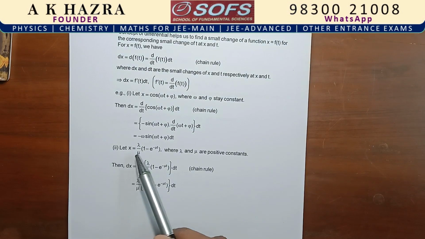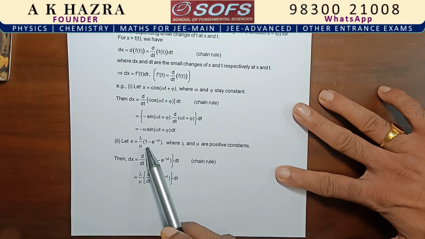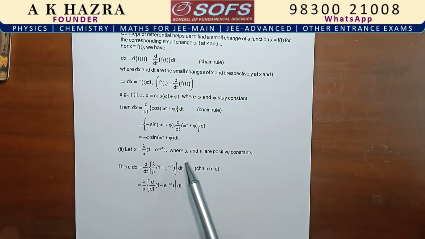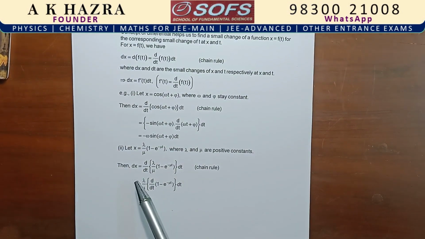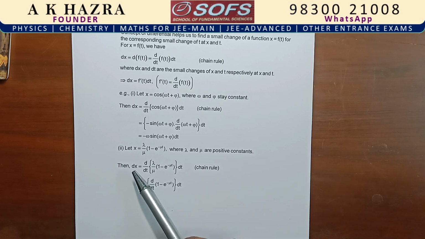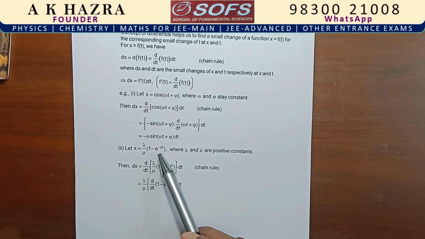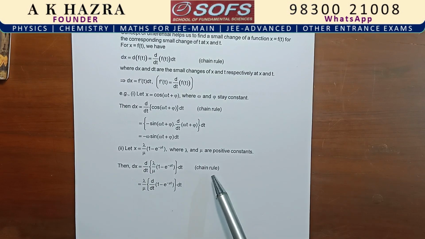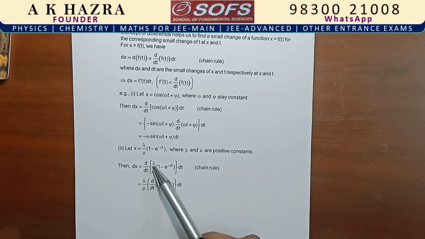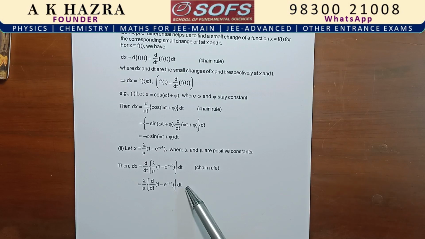Another example: x equals lambda by mu times (1 minus e to the power minus mu t), where lambda and mu are positive constants. Again we are going to find dx. So dx equals d of lambda by mu (1 minus e to the power minus mu t), but that is not possible. Since it is a function of t, we must apply the chain rule, d/dt of it into dt. Now lambda by mu is a constant, taken out, d/dt of (1 minus e to the power minus mu t) dt.